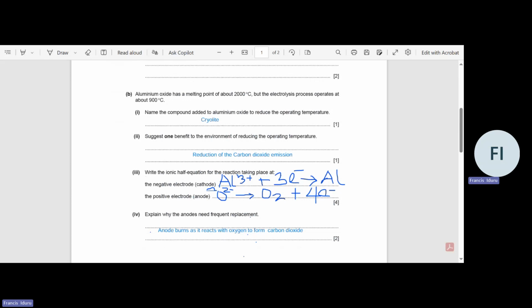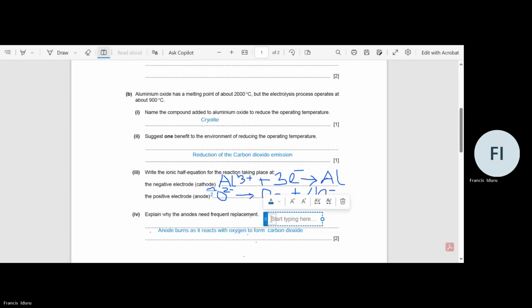Then the positive electrode is the anode. Because we are dealing with a molten process, we have oxide ion. An oxide ion will react to form oxygen gas and 4 moles of electron. We need to balance the equation by putting 2 moles of oxygen somewhere around this place because 2O, 2O times 2, that's 4. So 2 moles of oxygen will come in there so that we can have a balanced equation.